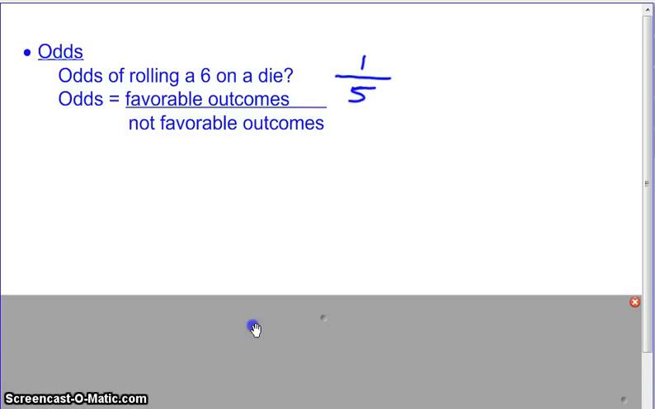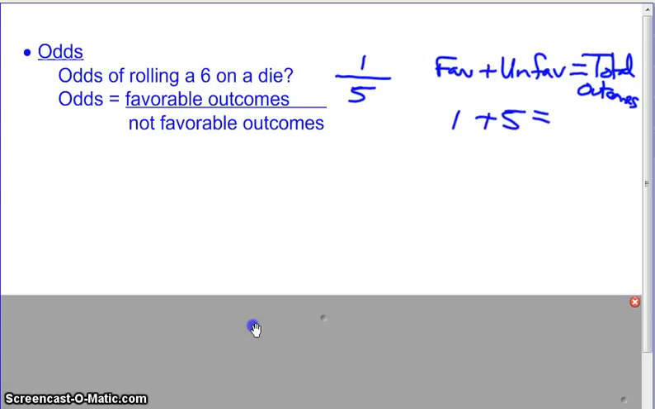When you add the favorable plus the unfavorable outcomes, you get the total number of outcomes. So in this case, if I add 1, which is one side of the die that is a 6, to 5 sides that are not, I get the total number of outcomes on a die, which is 6 on a standard 6-sided cube. Very good.